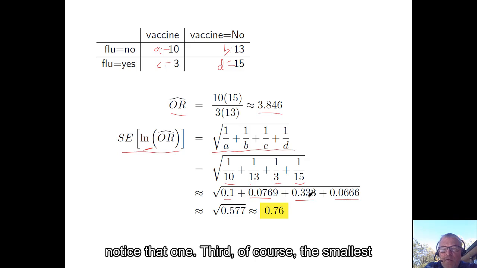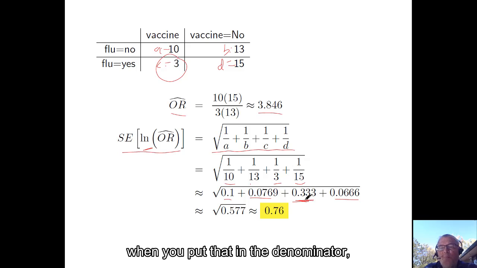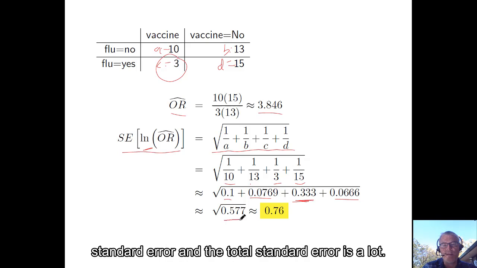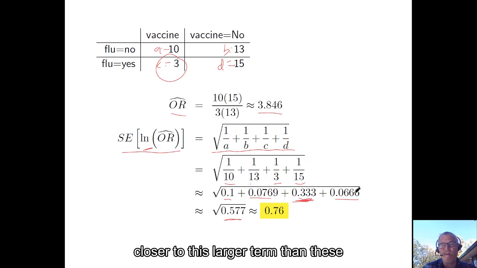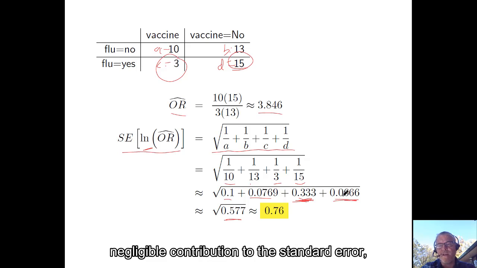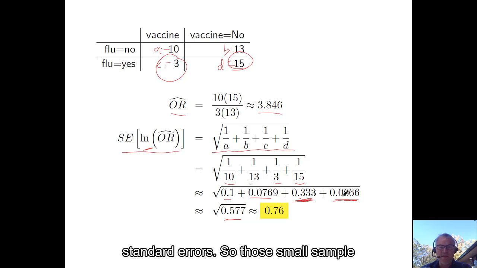You notice that 1/3, of course, the smallest number in the table, when you put that in the denominator, that's the largest term in this standard error, and the total standard error is a lot closer to this larger term than these other ones where you have large sample sizes of 15. This becomes a negligible contribution to the standard error, which makes sense because remember, when we have small sample sizes, we have large standard errors.